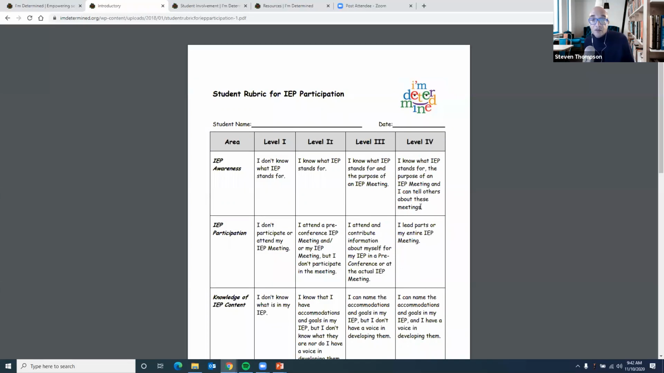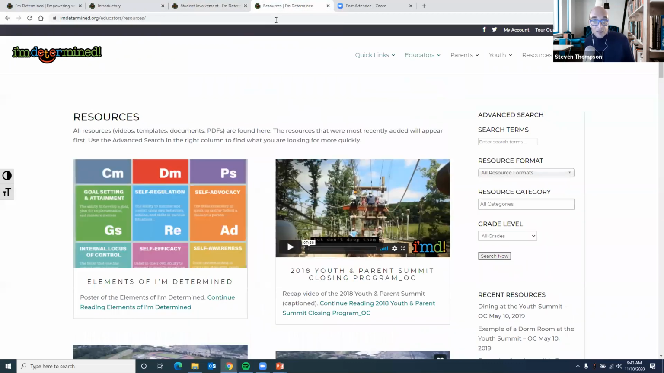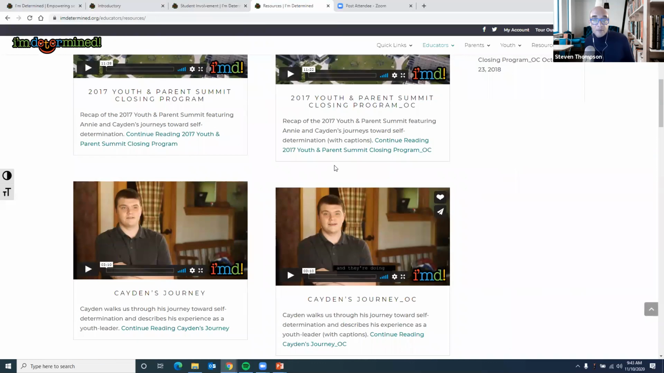Okay, so you can use this rubric to help to determine what level your student is at and what level they can participate at their meeting. So this is a great thing to use. Also, go through this website as well. We're going to go through this next week, the templates for IEP participation. Also look at these resources the website has, a lot of videos that go through summits.